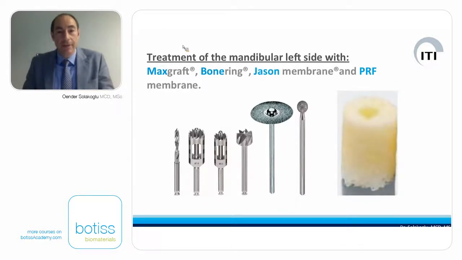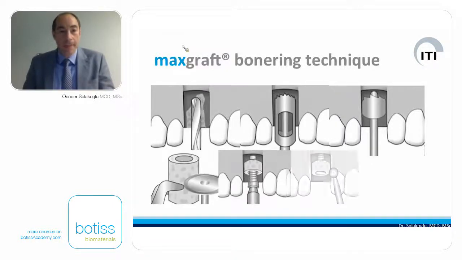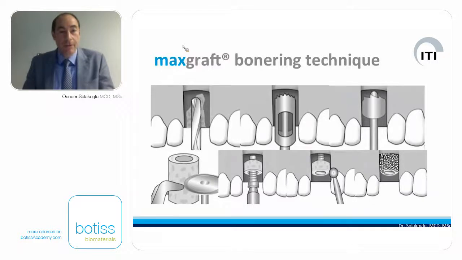So these are basically the instruments that you use for that, and this is the technique that was described before. You can use a trephine drill and a plateau drill, and then you have to slice and cut the bone ring in order to make it fit the individual situation, and then you place the implant at the same time.